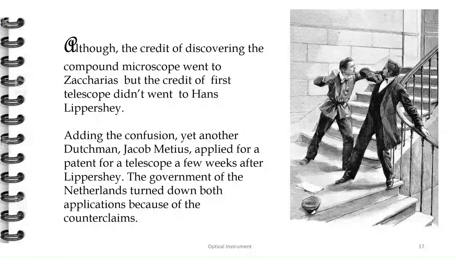Although the credit of discovering the compound microscope went to Zacharias, the credit of the first telescope didn't go to Hans Lippershey. Adding to the confusion, yet another Dutchman, Jacob Metzius, applied for a patent for a telescope a few weeks after Lippershey. The government of the Netherlands turned down both applications because of the counterclaims.